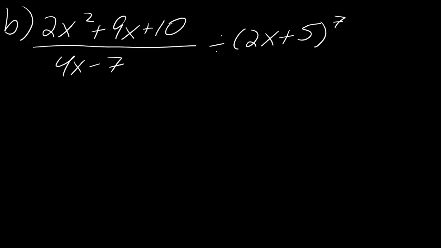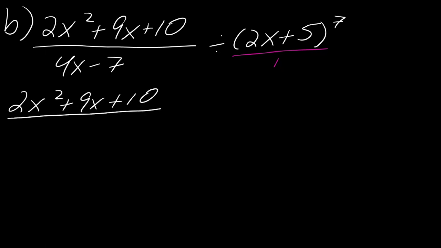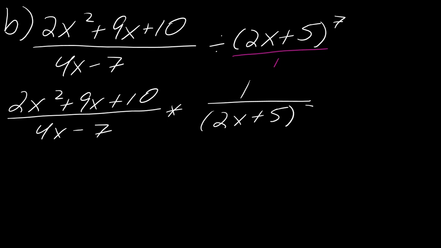Okay, so for B here, I have just a slightly more complicated set of things to factor. This is slightly harder. This is also a division problem. So I need to recognize that this 2x plus 5 to the 7th is over an invisible 1 so that I can set up the multiplication problem. With division, you always want to set up the multiplication first. So I'm going to rewrite this as 1 over 2x plus 5 to the 7th. And then, you know what, I'm going to erase this. Let's go ahead and just factor this.